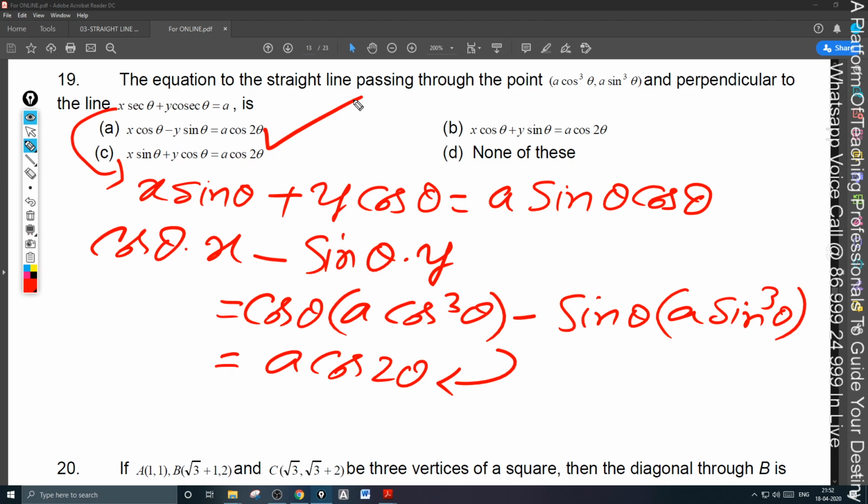Follow the techniques, please. While writing the perpendicular line, we reverse the coefficients and change the sign in between, and then equal to, substitute the point. Substitute the point, please.